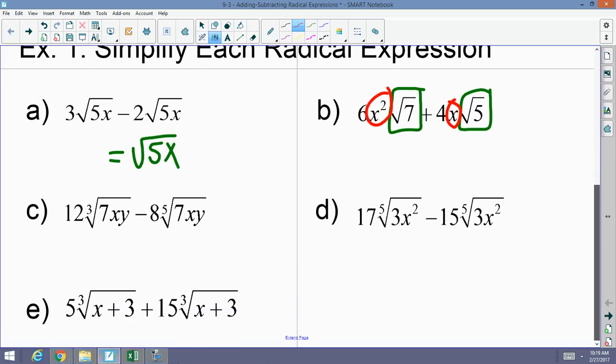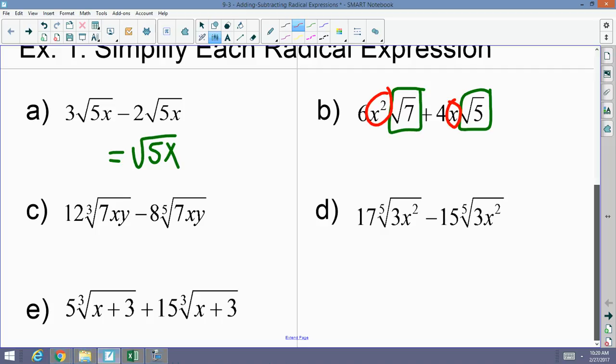C, I got 12 cube root of 7xy minus 8 fifth root of 7xy. Do these guys have the same radical? No, they have different indexes, guys, exactly. Do they have the same radicand? Yes, they are. Okay, now, you technically cannot add these yet. All right. What can I do, though, here?